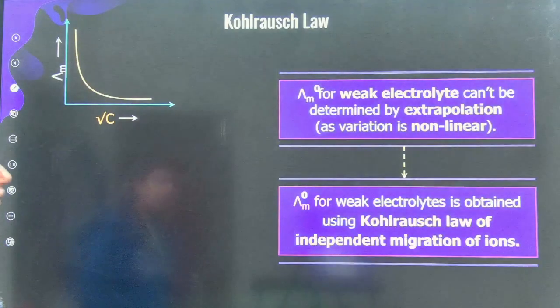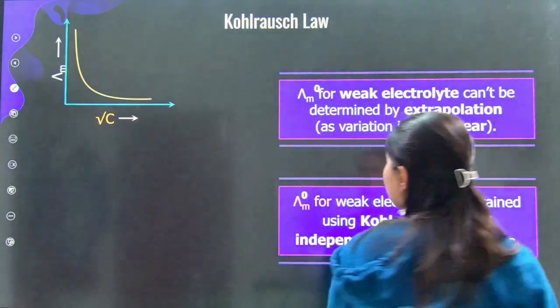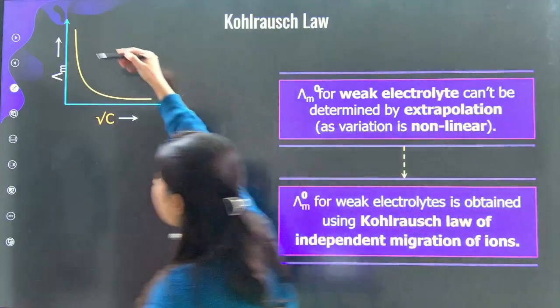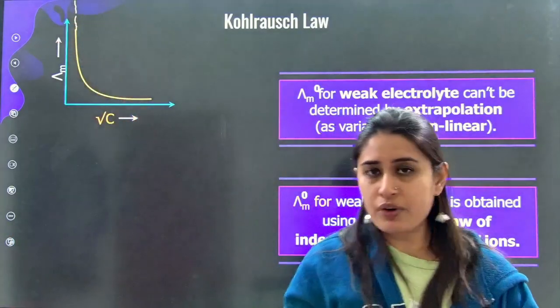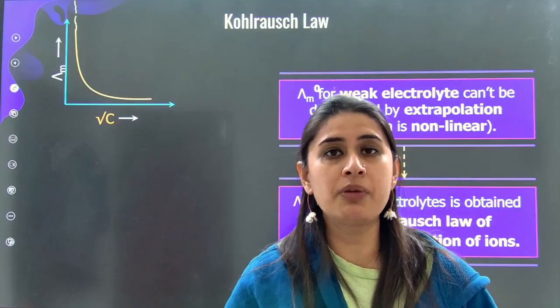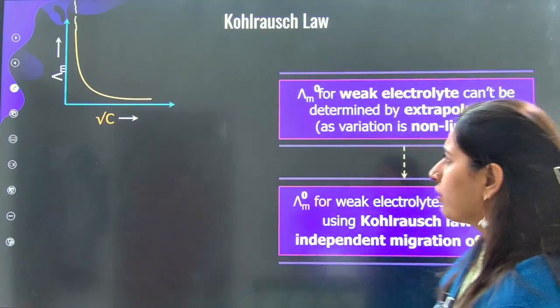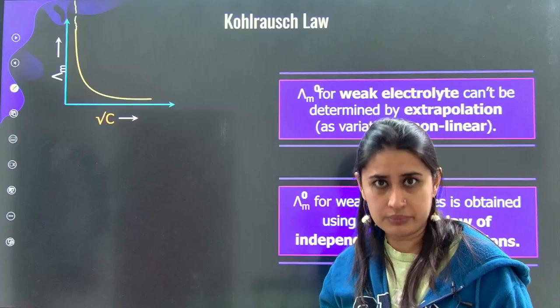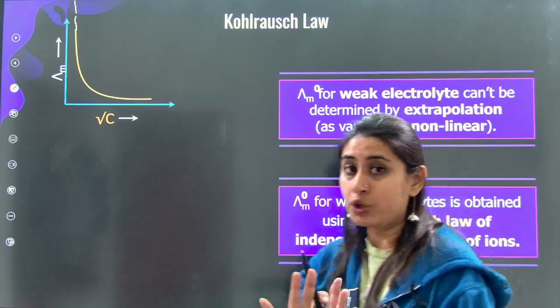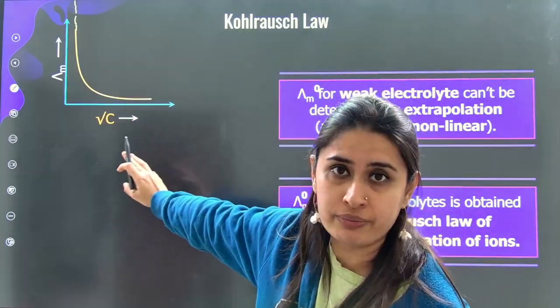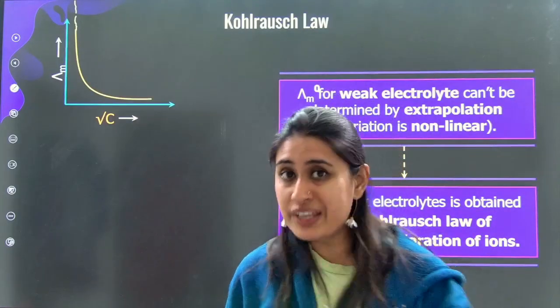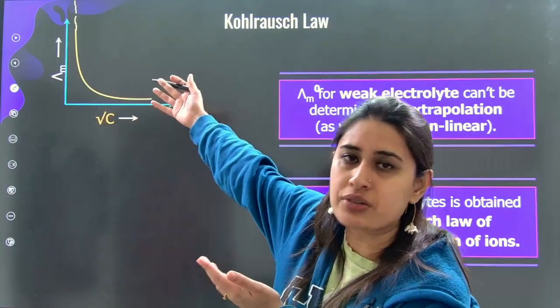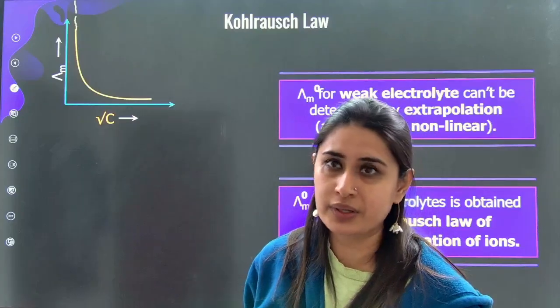So for the weak electrolyte, you can see the extrapolation doesn't work, because if you start extrapolating, you will get a line parallel to the y-axis. It is never going to meet. They are two lines which are going to be parallel to each other. Then what do we do? How do we find out the lambda naught m? You understand the problem statement? By no means from the graph. For the strong electrolyte, extrapolation is possible. For the weak electrolyte, you can clearly check extrapolation is not possible. What do we do then?